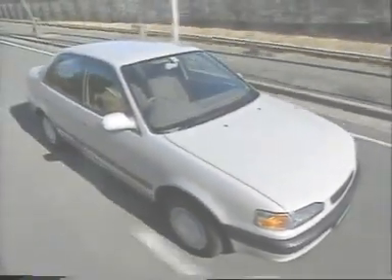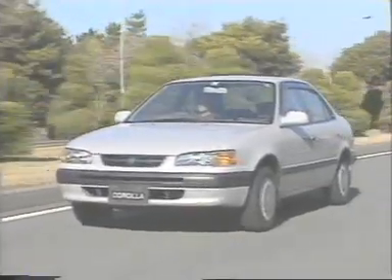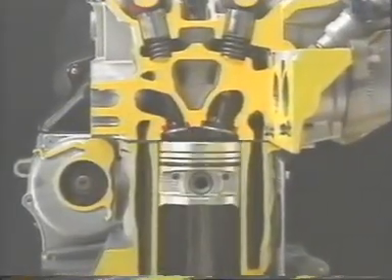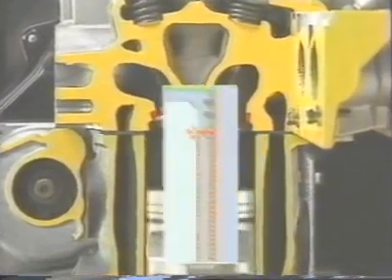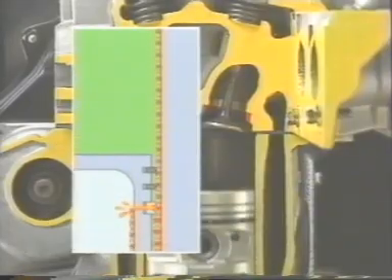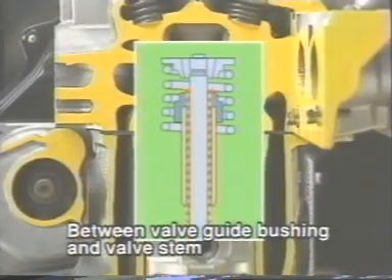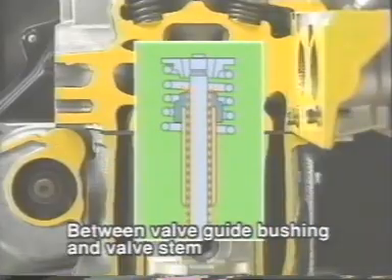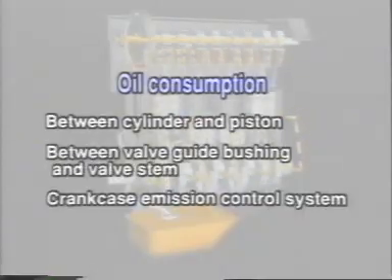Even if there is no oil leakage, the amount of oil will gradually decrease as the vehicle is used because, among other reasons, oil is burned in the combustion chamber. Oil is also consumed at 3 other points. Between the cylinder and piston, between the valve guide bushing and valve stem, and in the crankcase emission control system.